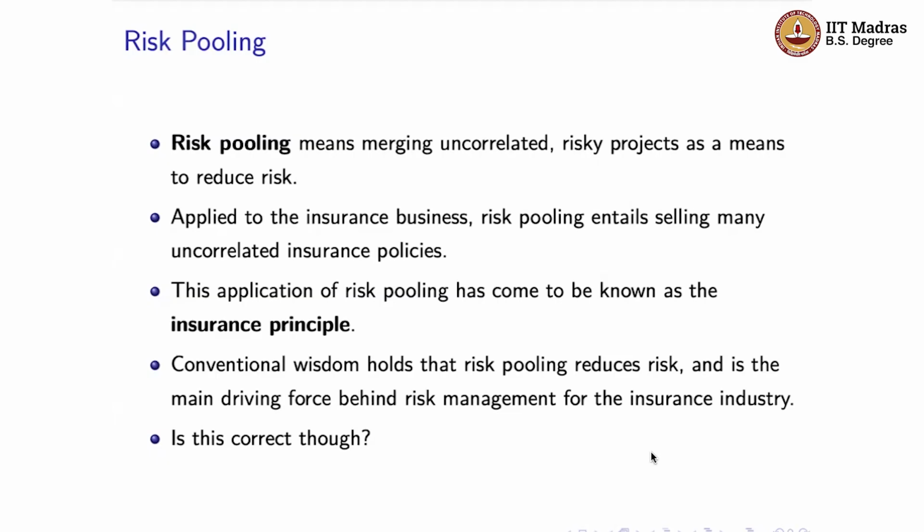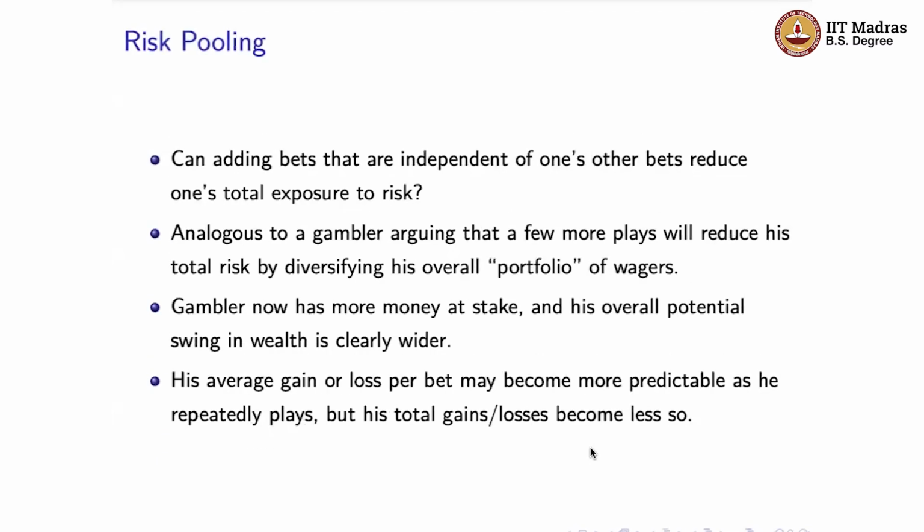And the common thought is that this is how risk pooling works, and this is how it helps to reduce the risk, right? This is considered to be the main driving force behind risk management for the insurance industry. So what we want to do is examine this idea a bit more deeply and think about, okay, is it enough to just add these different uncorrelated risky projects and it would reduce risk on its own? This is actually analogous to asking: can you just add bets that are independent of one's other bets to reduce one's total exposure to risk?